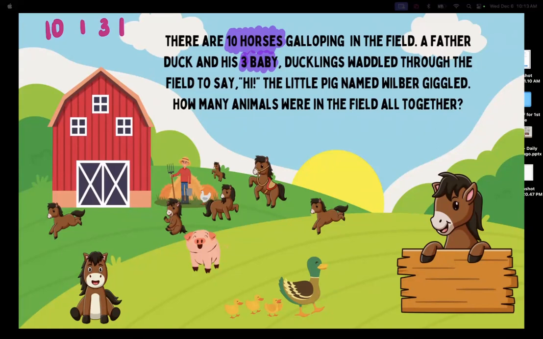So we have 10 horses plus 1 father duck plus 3 ducklings plus 1 little pig named Wilbur. How many animals do we have in all? Forgot to highlight the rest of them. 1 little pig named Wilbur, and then there's a father duck.